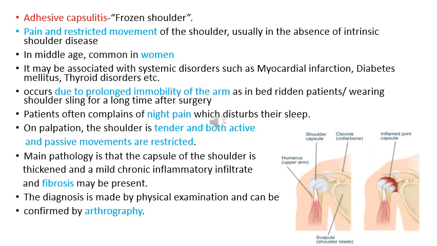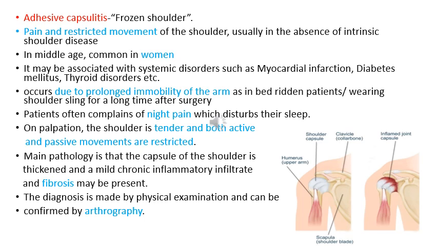When we palpate the shoulder, it is tender and both active and passive movements are restricted. Even if you try to lift the hand, elevate or abduct the hand, it is restricted. The main pathology is that the capsule of the shoulder is thickened with a mild chronic inflammatory infiltrate and also fibrosis. So both will be present: fibrosis or scar tissue along with inflammatory infiltrate.